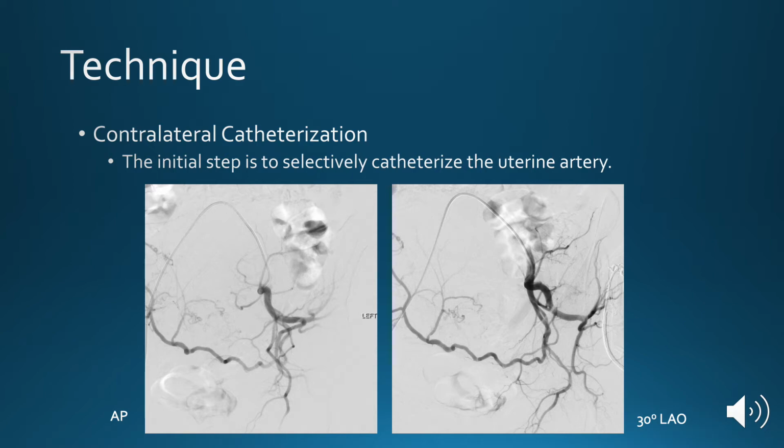And I think you can see in these pictures why the 30-degree LAO view is advantageous. On the image to the left, which is an AP view, you can see the uterine artery running across the pelvis, but it's hard to see the origin of the vessel due to overlapping branches of the internal iliac artery. When you oblique the II to create a 30-degree LAO view, all of a sudden the origin of the uterine artery becomes a bit more apparent and facilitates selective catheterization.